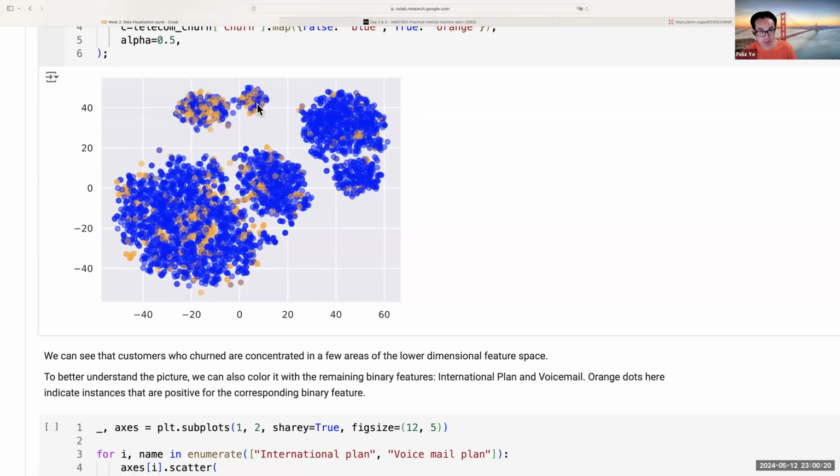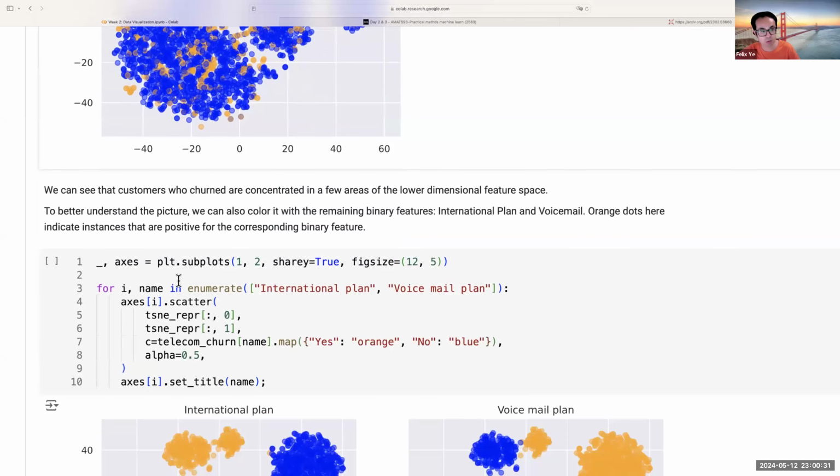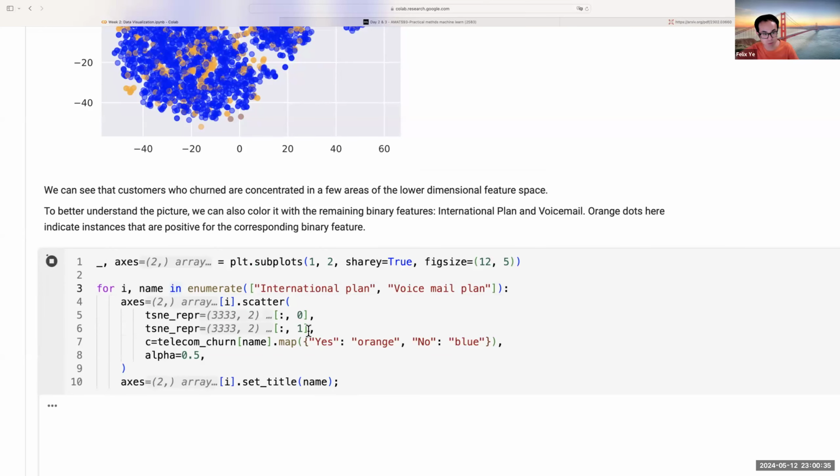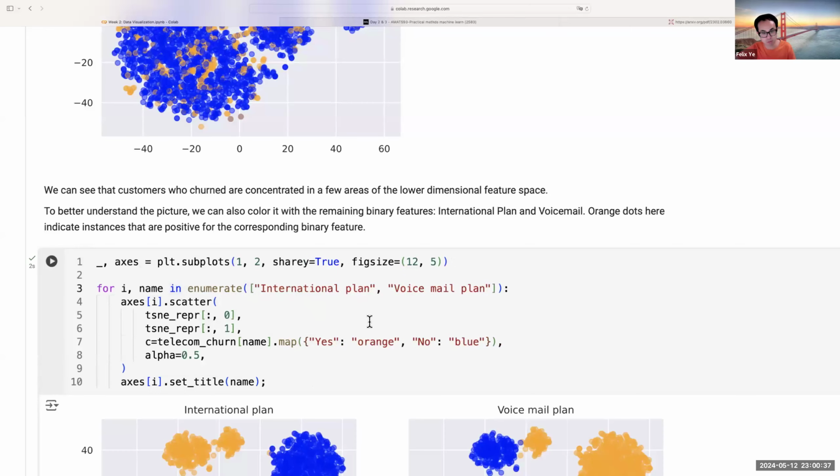It could give you some information, although this gives you a higher rate of churning. But what do these clusters mean? This is something that we want to ask. So what we can do is color the points with the international plans and the voicemails.